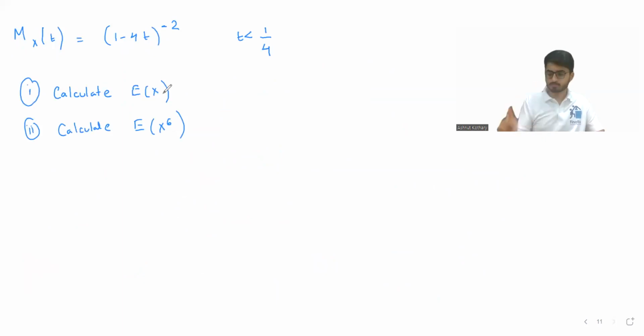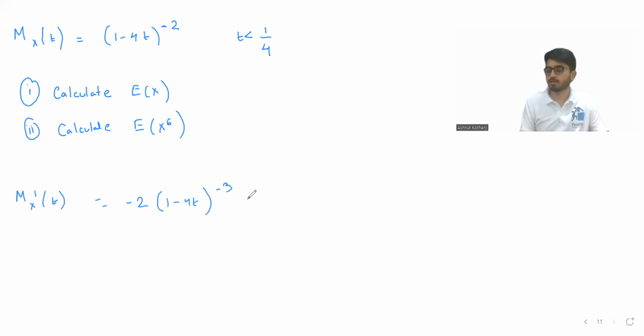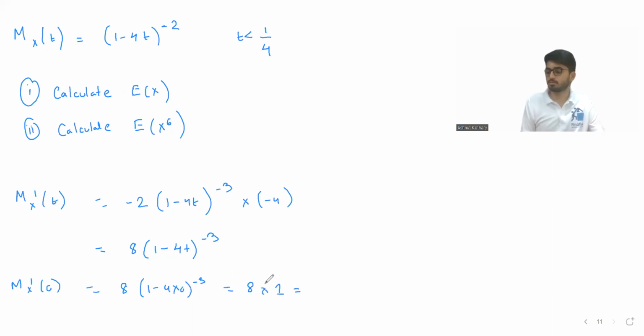Expectation x. So first, let me differentiate. What shall it be? Minus 2, 1 minus 4t to the power minus 3 into minus 4, which will come out to be 8 into 1 minus 4t to the power minus 3. And if I put the point t as 0, this will come out to be 8 into 1 minus 4 into 0 to the power minus 3, which is nothing but 8 into 1, which is 8.